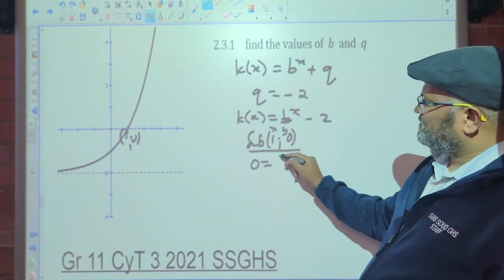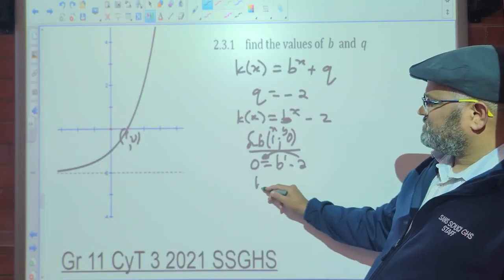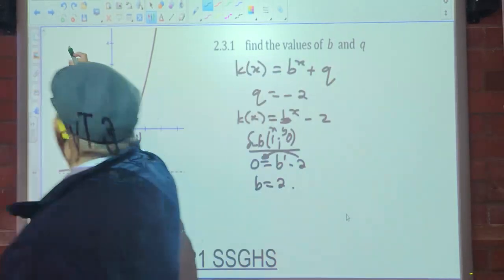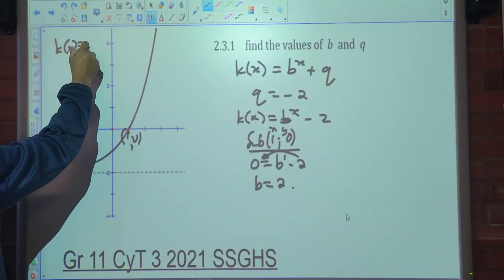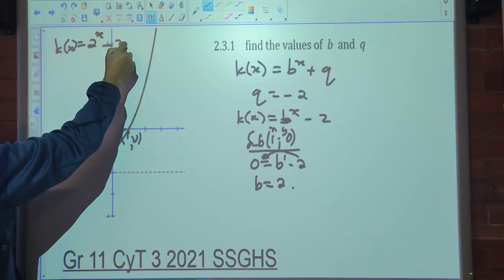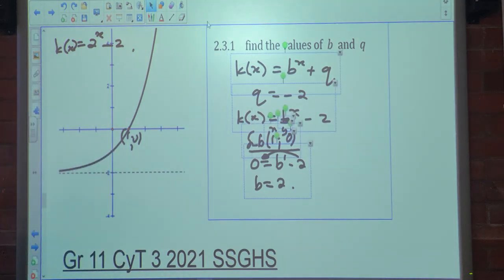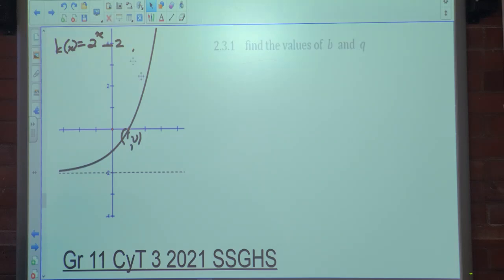So 0 is equal to b to the 1 minus 2. Take 2 over the equal sign. It becomes 2. So b is equal to 2. So what's the equation of this graph? k of x is equal to 2 to the x minus 2. Okay? Next question.